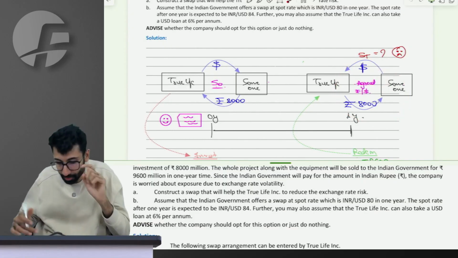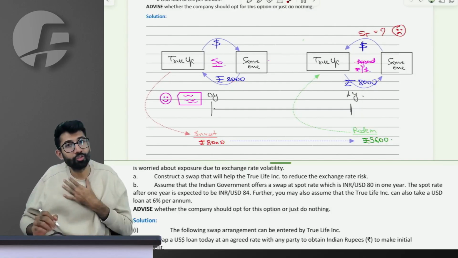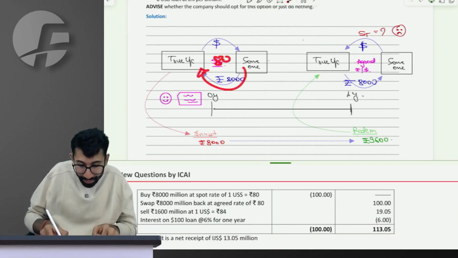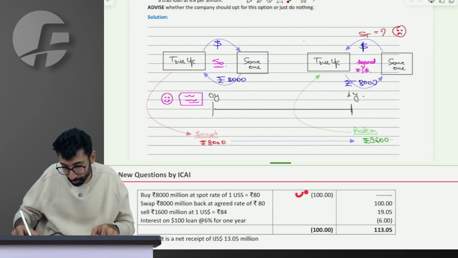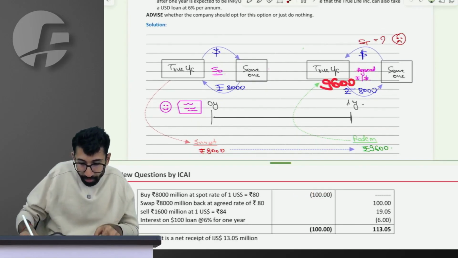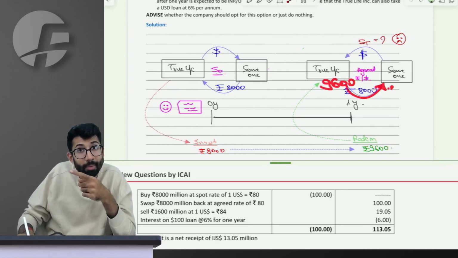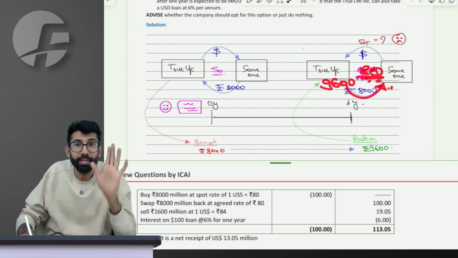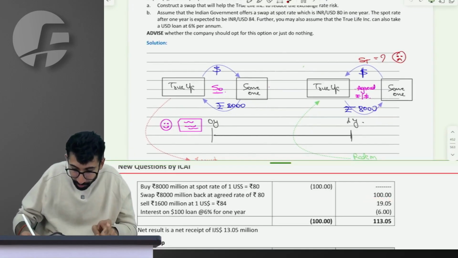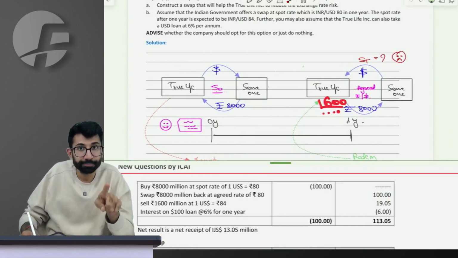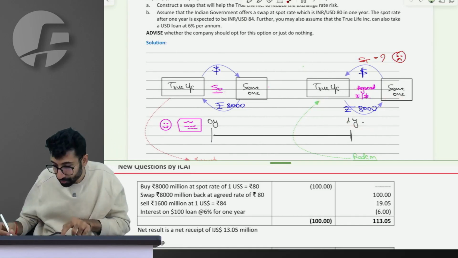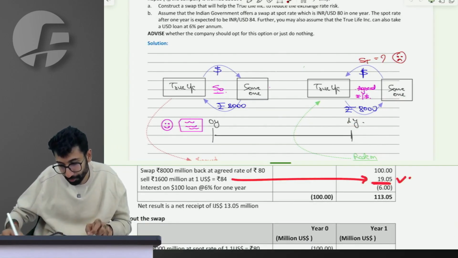So let's do the calculation. Today my home currency is dollar. All the inflows and outflows should ultimately be in dollars. Today, if the spot rate is 80, when I buy 8,000 rupees, how much dollar will I pay? $100 outflow. After a year, I will get 9600 here. Out of 9600, 8,000 I can sell back at a rate of 80 to the Indian government if the swap is agreed to. So I will get back 100 from the Indian government. But 1600 is the profit element which remains exposed, right? So that 1600 I will sell at a rate of 84. So 1600 divided by 84 gives me 19.05 on a rounded off basis, the dollar received.